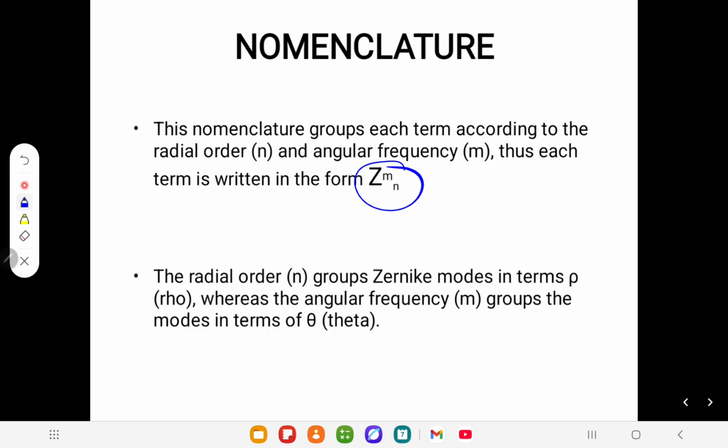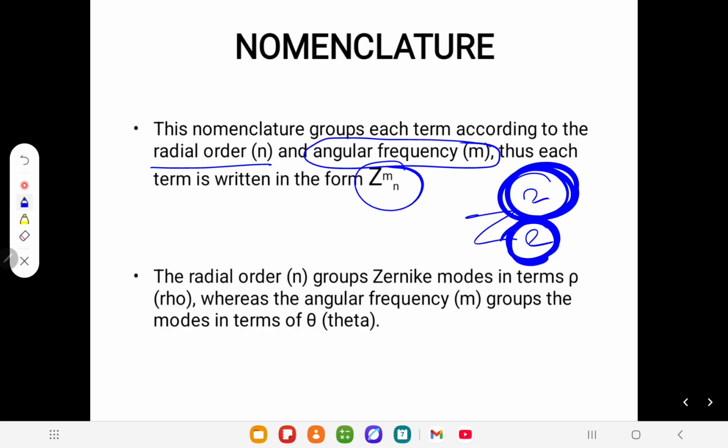This nomenclature group has termed the polynomials according to radial order and angular frequency. I will later show you in a picture what angular frequency and radial order are. Basically, if you see the Zernike polynomial 2 and 2, the lower n means second order, and the other means the frequency is 2.